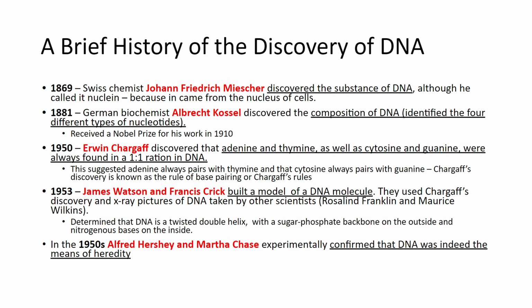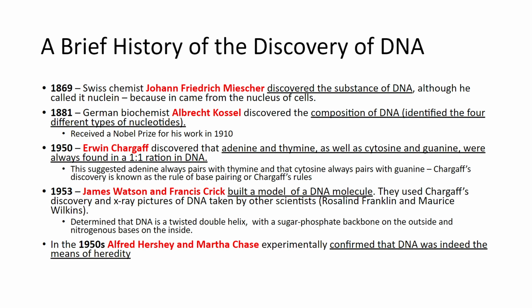In 1950, Erwin Chargaff, who we named the Chargaff rules after, discovered that adenine and thymine, as well as cytosine and guanine, were always found in a 1-to-1 ratio in DNA. This suggested the base pairing rules, that adenine always pairs with thymine and that cytosine always pairs with guanine. So Chargaff's discovery is known as the rule of base pairing, or Chargaff's rule, for that reason.